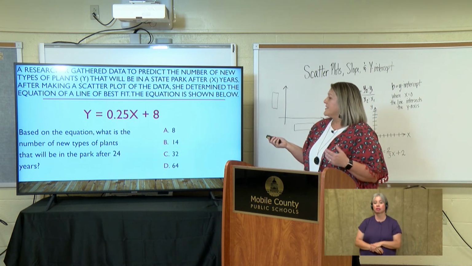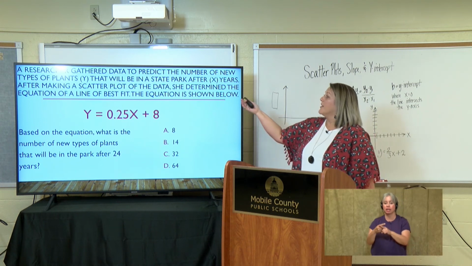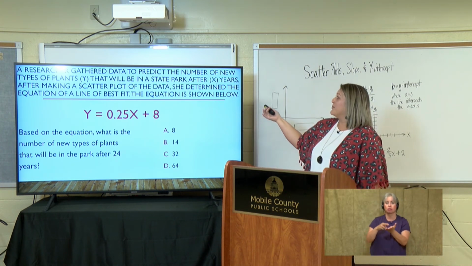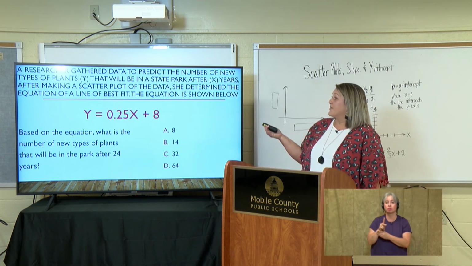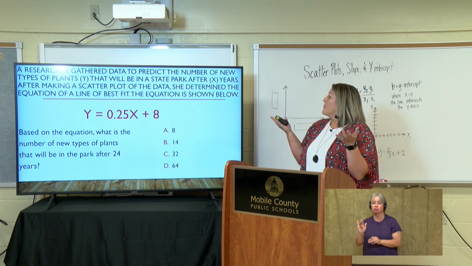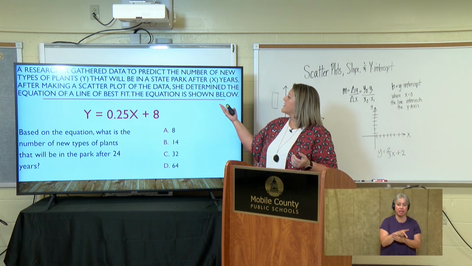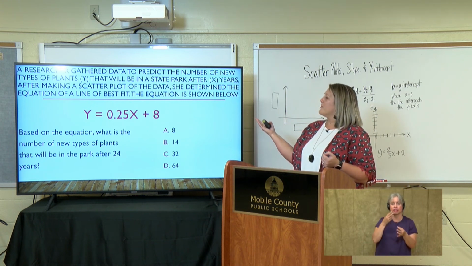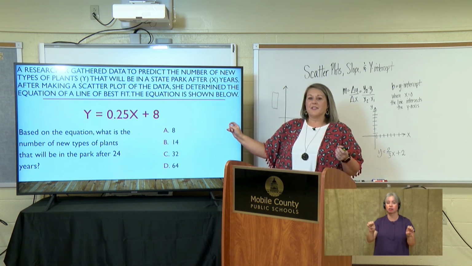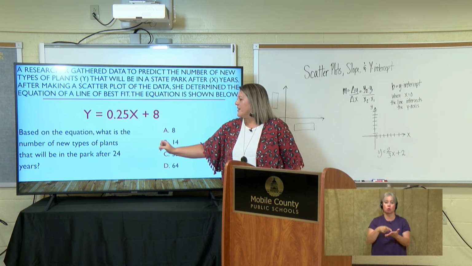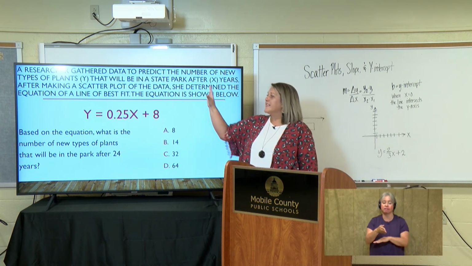We have one example where we need to use the y-intercept. Researchers gathered data to predict the number of new types of plants in a state park after a certain amount of years. So again, we're comparing two things. We have years, we have the types of plants. And from the scatter plot data, she determined the equation of the line of best fit. So this is our line of best fit. And they want to see, based off this equation, what is the number of new types of plants there will be after 24 years.